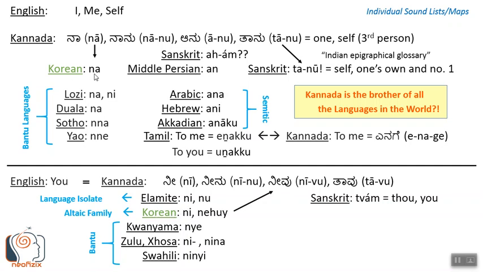So in Korean, for I, it has the same sound as na in Kannada. And for ni or you, it has the same sound ni in Korean. And Korean also has another word, nehui, which may be close to nivu. And also a bunch of other Bantu languages or African languages, Kwanyama, Zulu, Xhosa, and Swahili, also have this ni sound for you. And coming to another word, tau, which also means you, in Kannada. In Sanskrit, it has an equivalent word tvam, which also means thou or you.